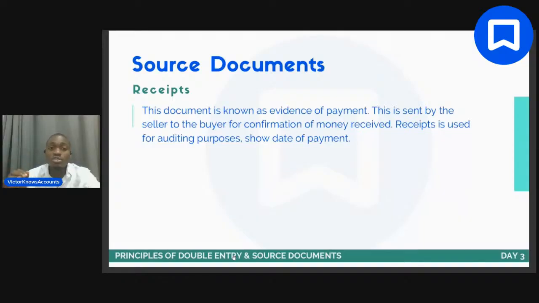We mentioned that source documents are generally used for transactional purposes, to record the transactions in your sales day books, in your books of original entry and in your ledgers. Source documents are first in line when you are recording your transactions. So it is an evidence of payment, and it is sent by the seller to the buyer to confirm that money has been received.